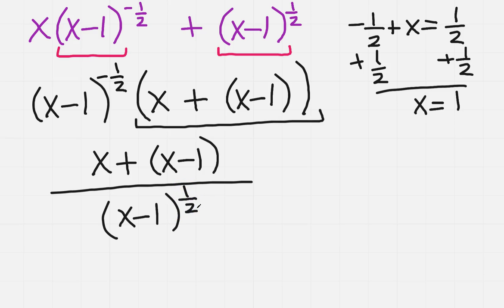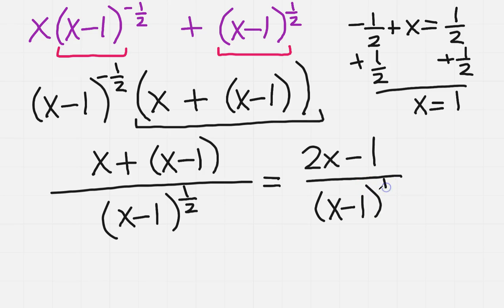But now that I'm looking at the top, I see that I've got a little problem. I have actually got an x plus an x, so I need to simplify that. So that's going to be 2x minus 1 over x minus 1 to the 1/2.